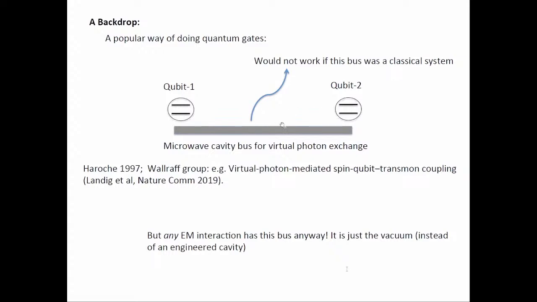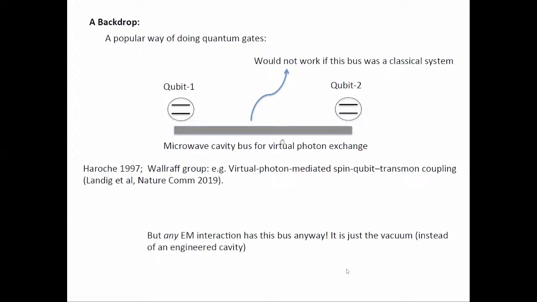By virtual photons, what do we mean? Virtual photons are virtual excitations of the electromagnetic field. They do not obey the equations of motion. They are not a photon traveling along the mass shell; they are off the mass shell. Those are the kinds of entities which are exchanged, and then you have a coherent interaction between qubit 1 and qubit 2.